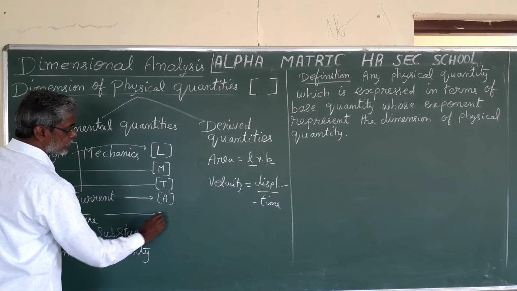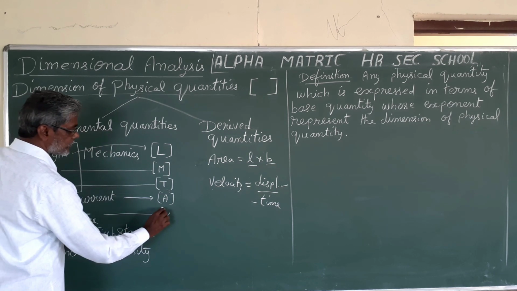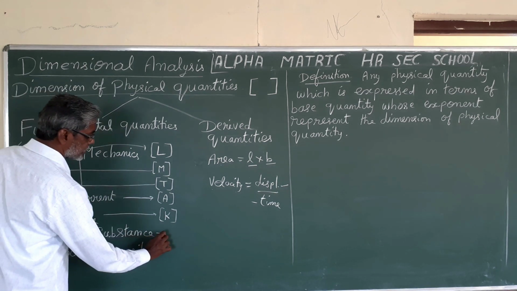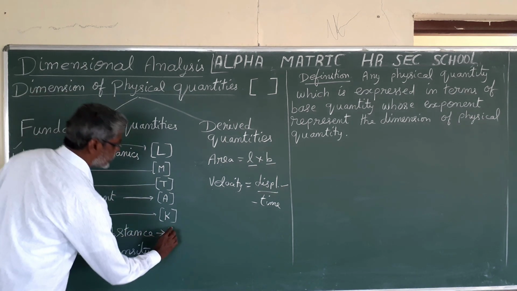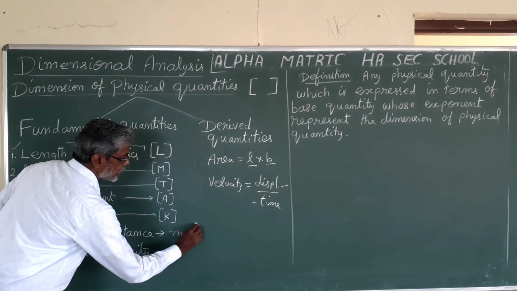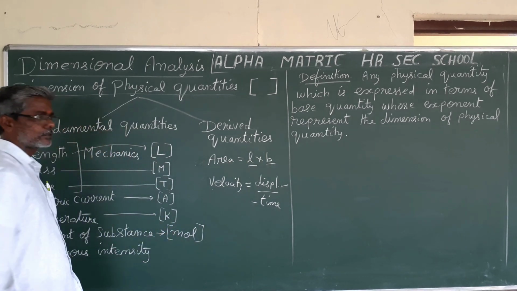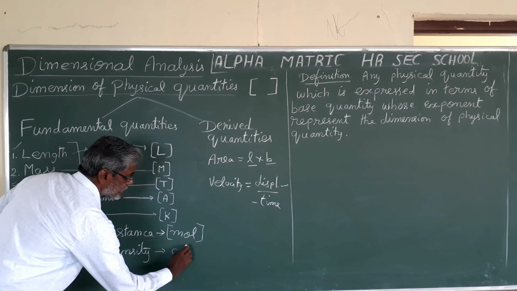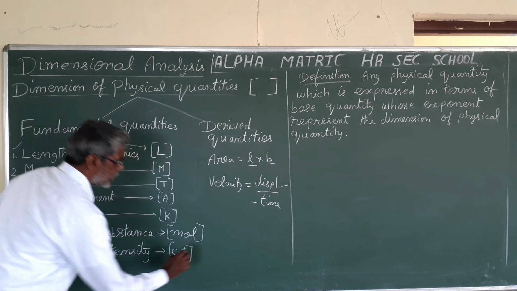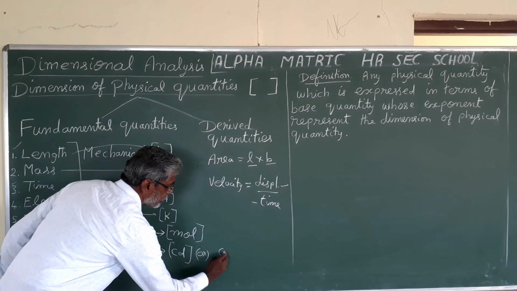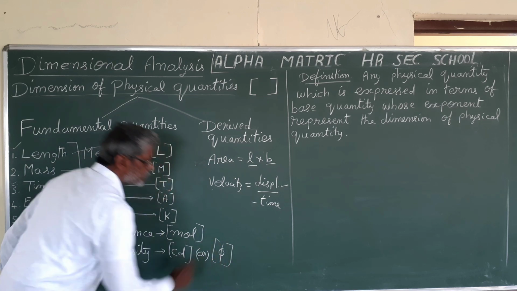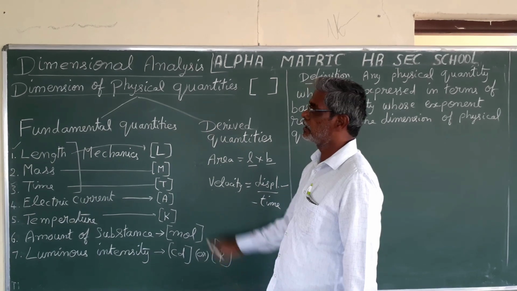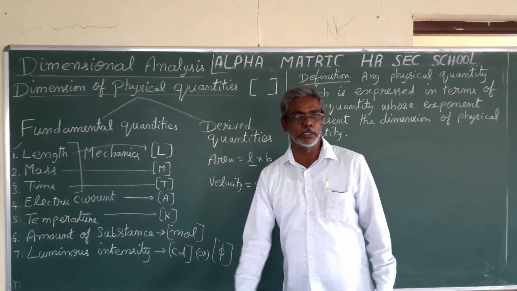For temperature, the unit is Kelvin, enclosed in the square bracket. Amount of substance, the unit is what? Mole, enclosed within the square bracket. Luminous intensity, candela, in square bracket. Understood? These are all some of the dimensions of physical quantities.